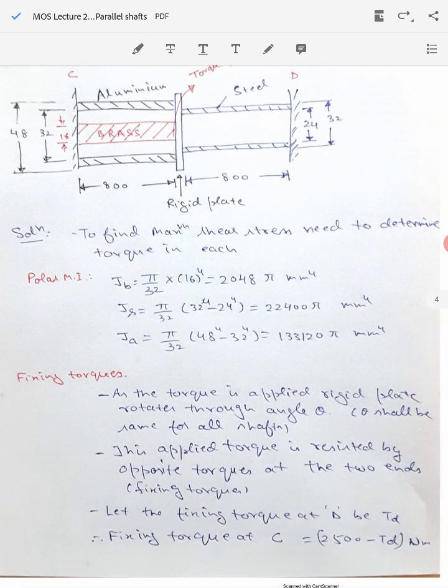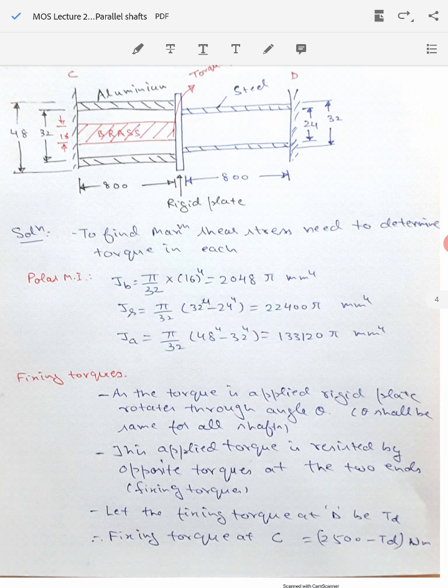Now, because of the applied torque at the rigid plate, the rigid plate will rotate, let's say, through the angle theta. This theta shall be the same for aluminum, brass and steel because we are applying the torque exactly at the junction. So the angular deformation theta will be the same for all three. But the applied torque will be resisted by opposite torques at the two ends, which are termed fixing torques. So there will be a resisting torque at point C and at point D, and their net sum will be equal to the applied torque. TC plus TD will be equal to 2.5 kilonewton meter or 2500 Newton meter.